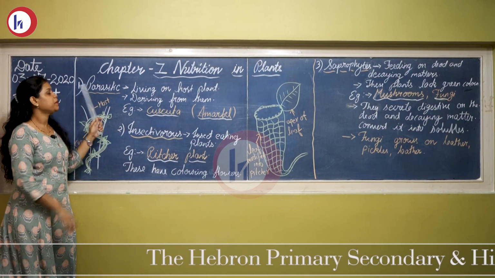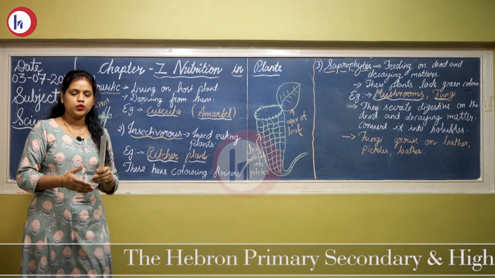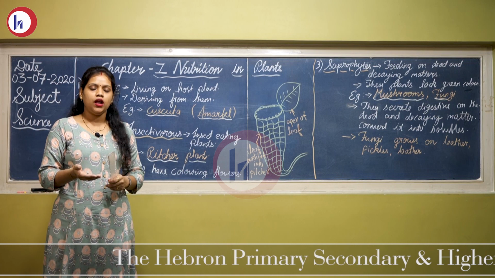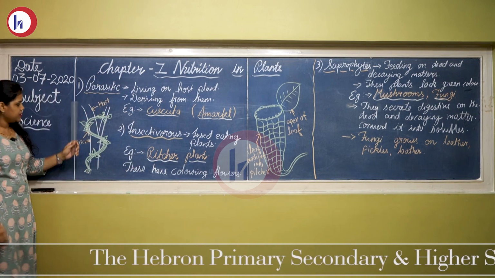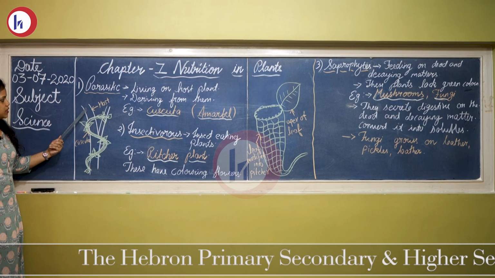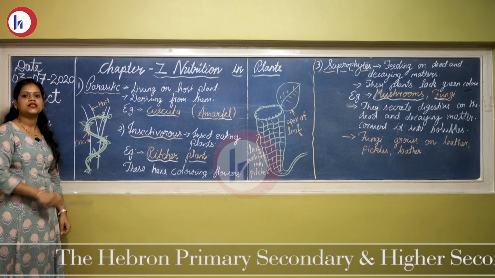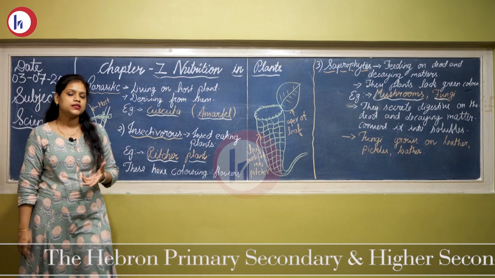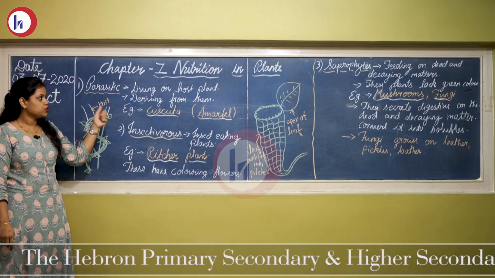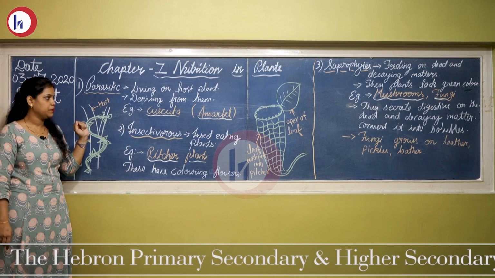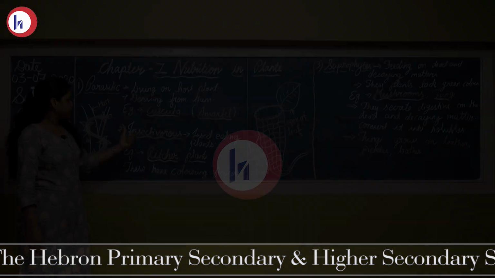Now let's see in detail the parasitic plants. So what are parasitic plants? Parasitic plants are those plants that live on other trees and derive their nutrition from them. Here you can see the example I have drawn. This is a host plant, that is the tree on which the cuscuta is twining itself around. That means cuscuta is deriving nutrition from the host tree. So these types of plants are known as parasitic plants. Cuscuta is also known as amarbel locally.